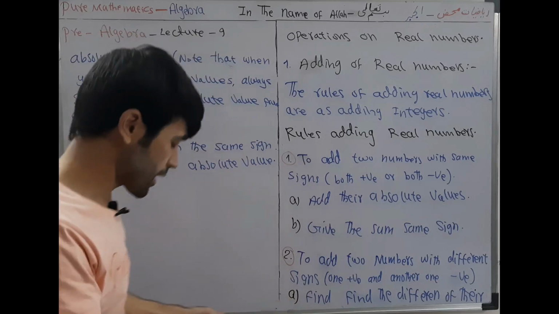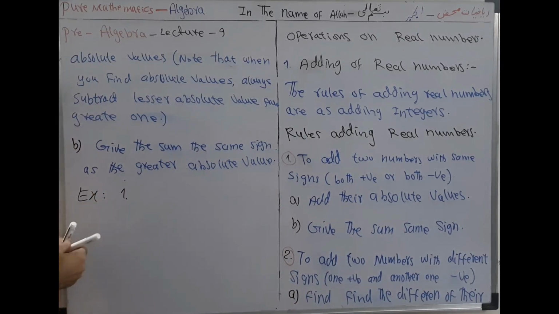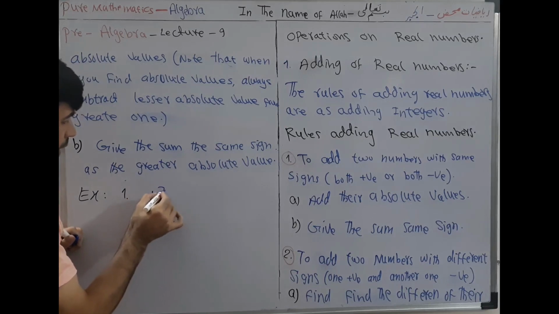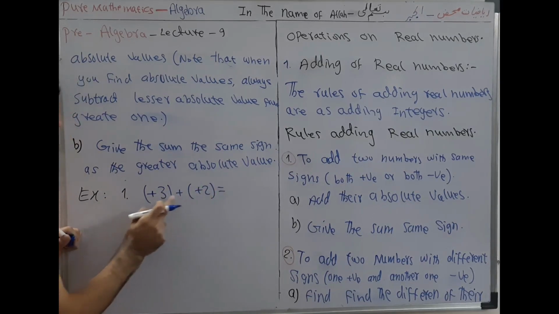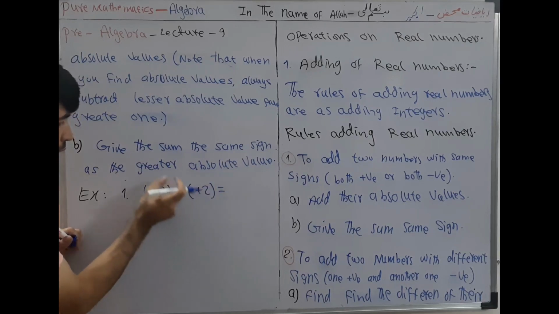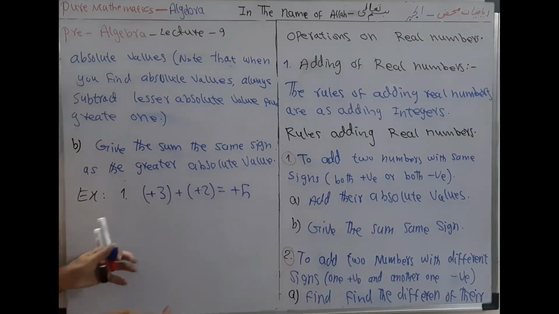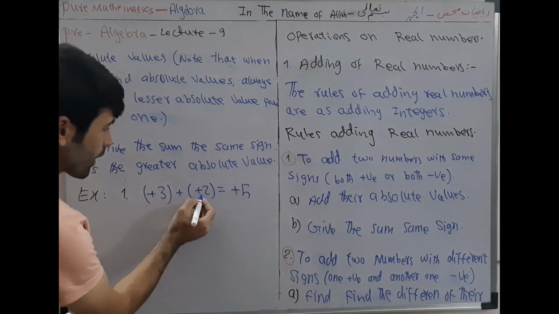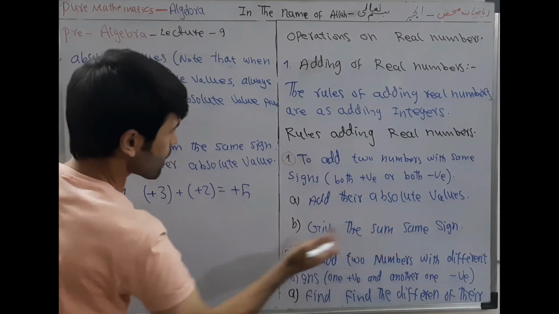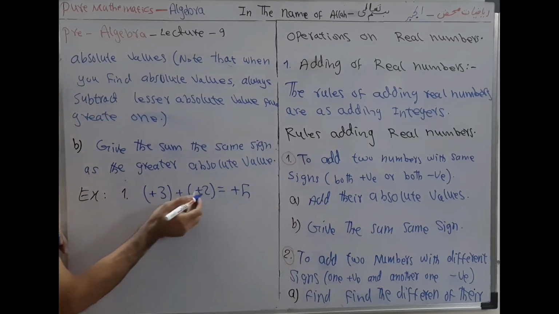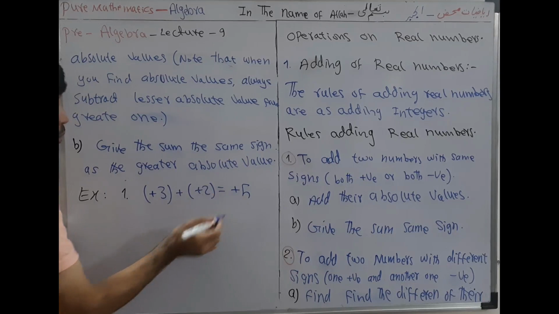Now an example. Example 1. Plus 3 added with plus 2. They have the same sign. We add absolute values. Here we have 3, here we have 2. 3 plus 2 is 5. Then the sum has the same sign. Here we have positive and here also positive, so we write positive.